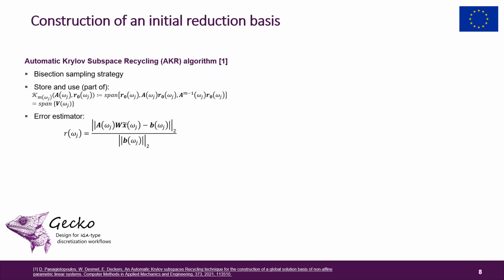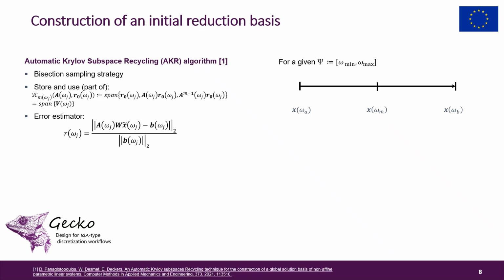So moving on to the construction of the initial reduction basis. Like I mentioned, I use an adaptive Krylov subspace recycling algorithm, which follows a bisection sampling strategy, meaning that for a given frequency band psi, I first assemble and solve partially the full order system matrix at omega min and omega max, and I create my reduction bases and enrich them with the Krylov vectors and check at the midpoint, here at omega m, if my reduction basis is accurate enough.